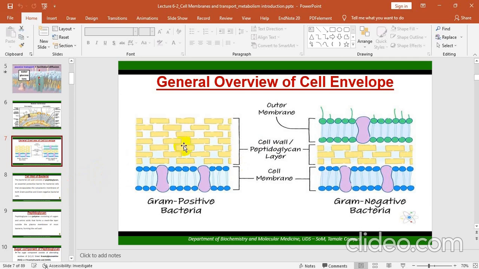So the thickness of the peptidoglycan layer makes it possible for it to retain the initial stain that we use to stain the bacteria during gram staining, while the thinness of the gram-negative bacteria makes it not able to keep the primary stain, but it loses the primary stain and rather absorbs a secondary stain.